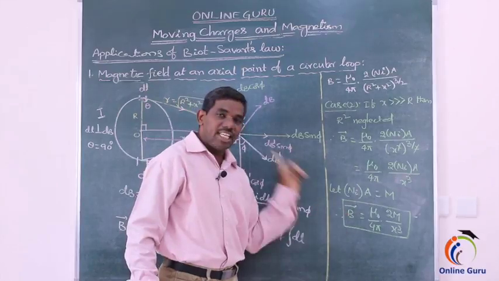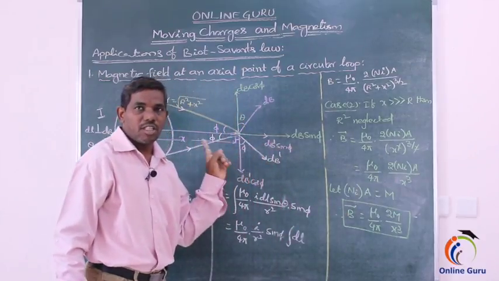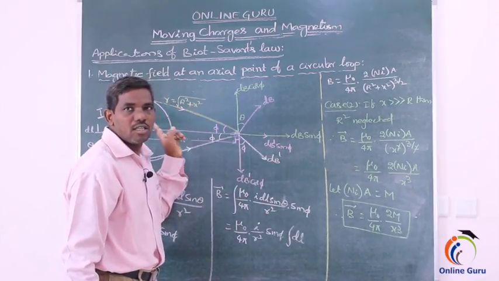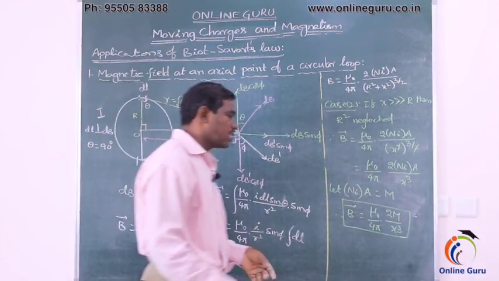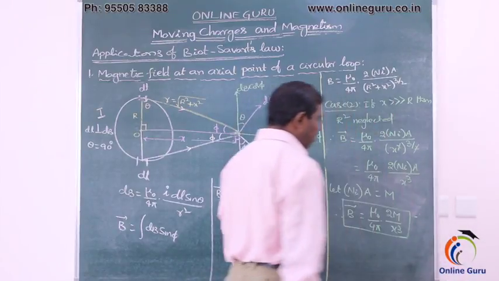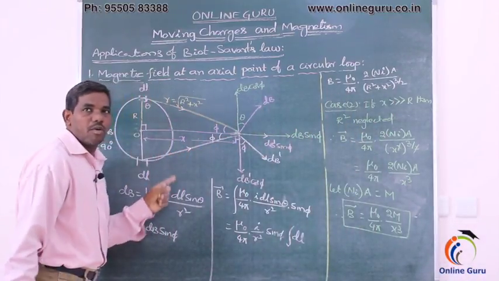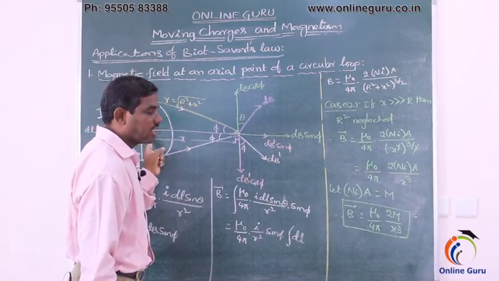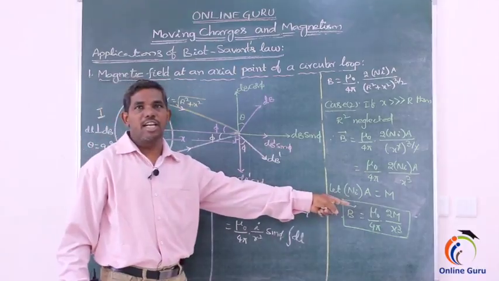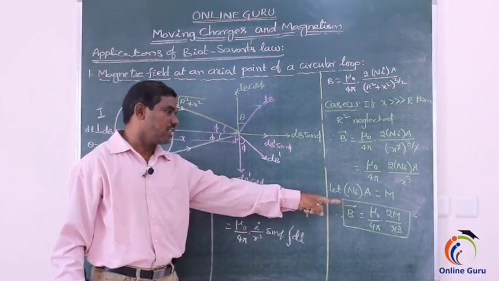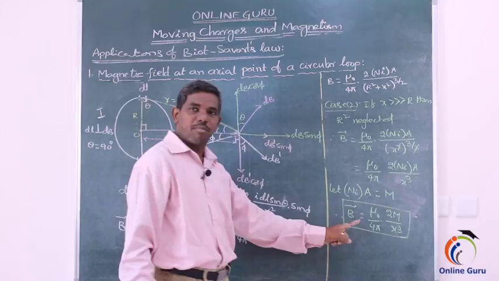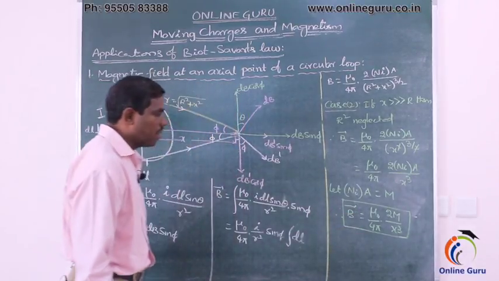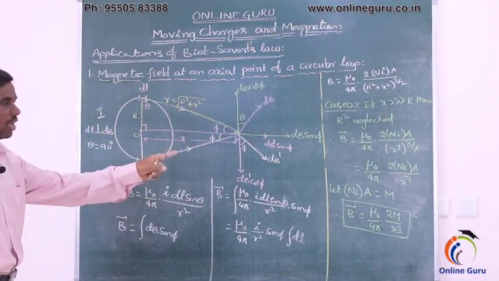So when it acts as a bar magnet, what is the south pole and what is the north pole of this circular loop? Now we are discussing the south pole and north pole of this circular loop, because a current carrying circular loop acts as a magnetic dipole. When it acts as a magnetic dipole, it produces a magnetic dipole moment, and the magnetic induction B is equal to mu naught by 4 pi into 2m by x cube.